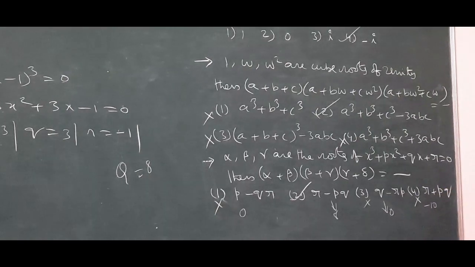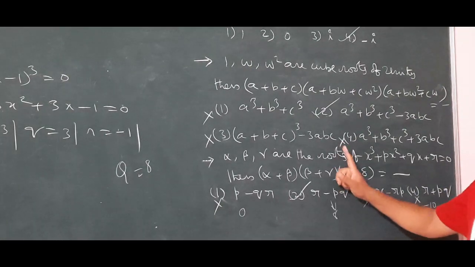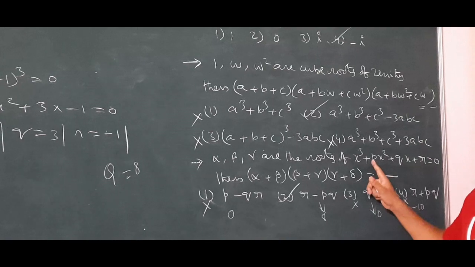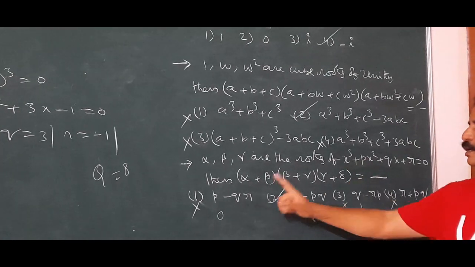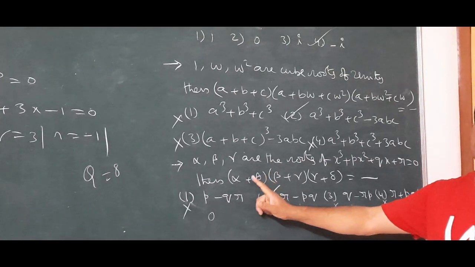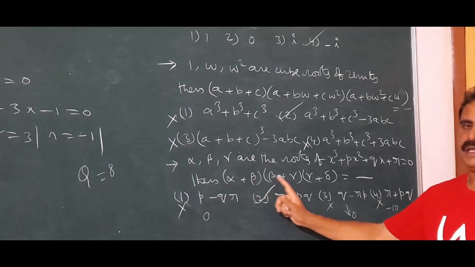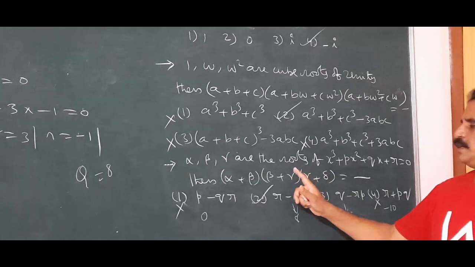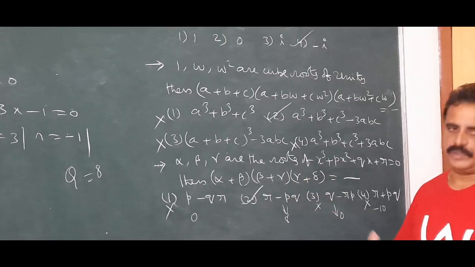How to solve this problem? Alpha plus beta plus gamma equal to the sum of the roots, which is minus p. Here minus p. Alpha plus beta plus gamma equal to minus p. It becomes minus p minus gamma, like that. You have to find that product and simplify. We get that one.